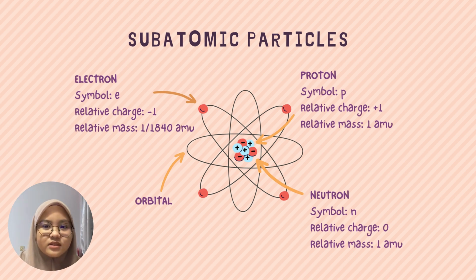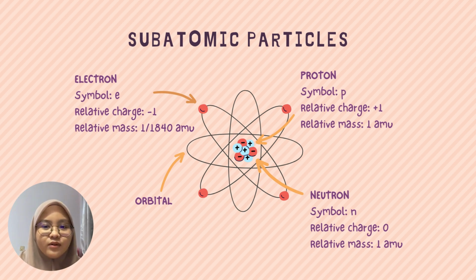Moving on to electrons. Electrons are negatively charged particles that orbit the nucleus of an atom in electron shells or energy levels. They have negligible mass compared to protons and neutrons, but significantly contribute to the volume of an atom. Electrons are involved in chemical bonding and determine the reactivity and behavior of atoms in chemical reactions.